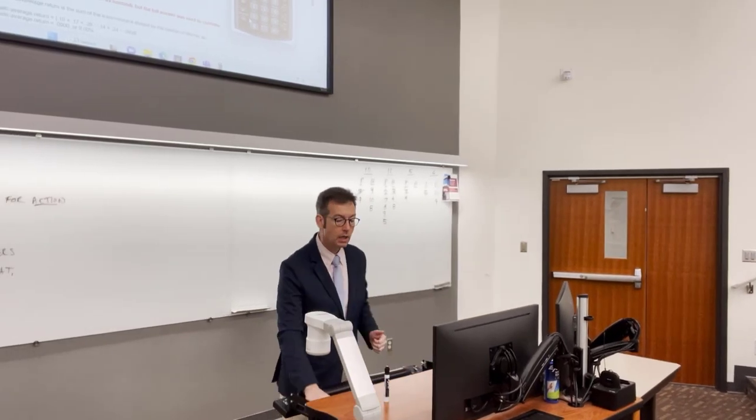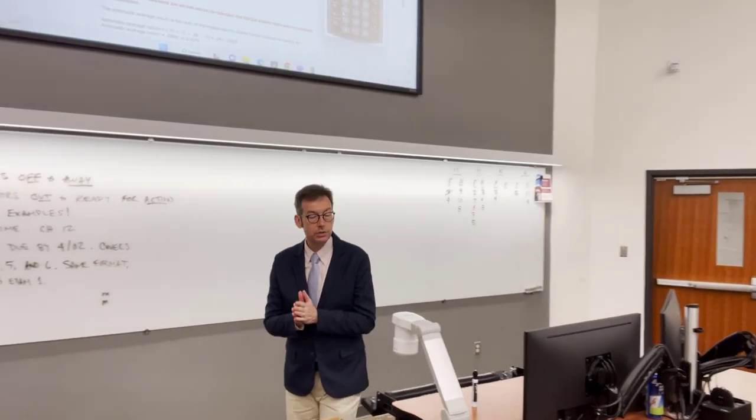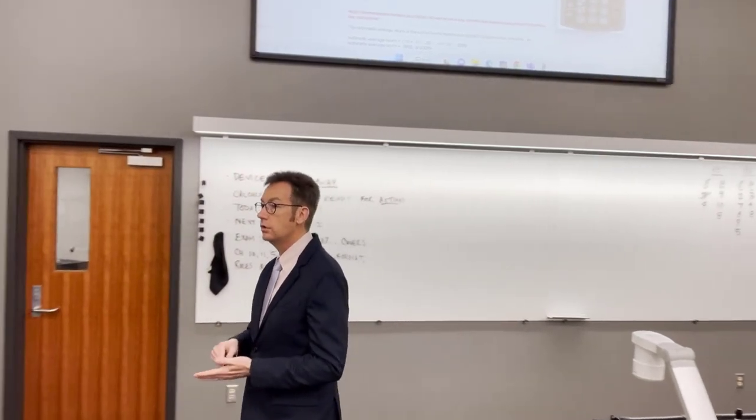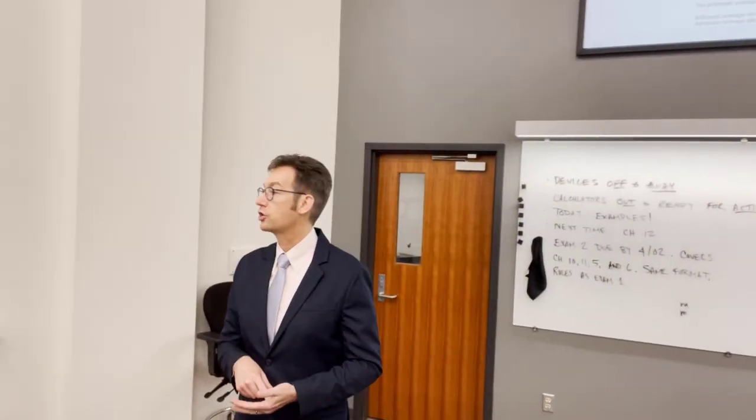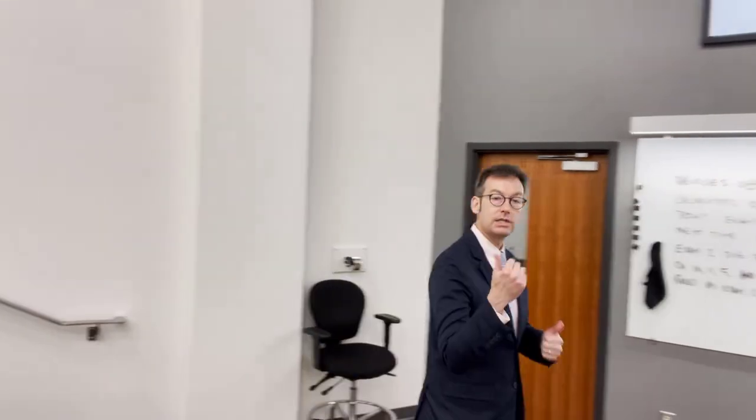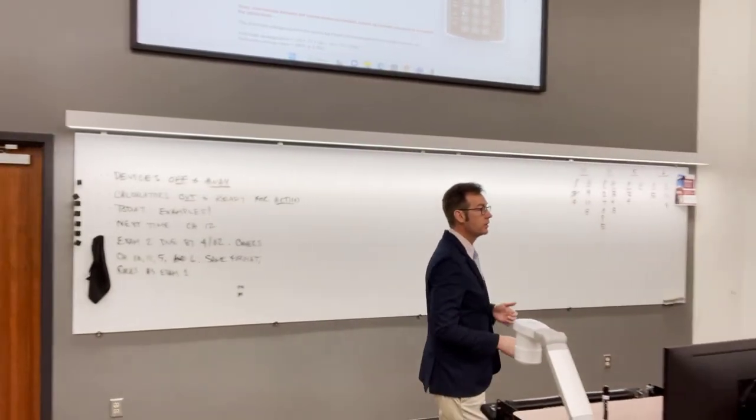Okay, so here we go. For each one of those terms, I'm going to do 1 plus the return, and then store it. So I'm going to have 6 things that I'm going to store, and then I'm just going to multiply those together.